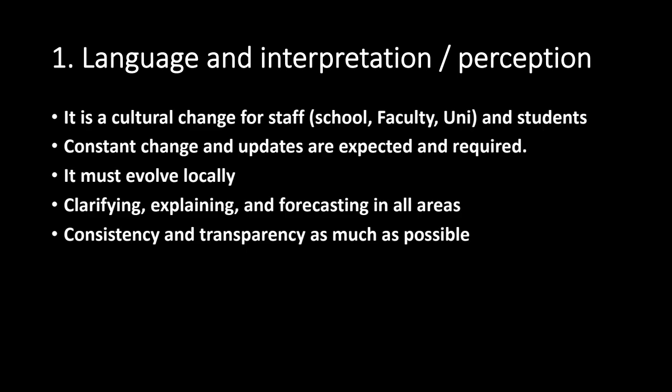semesters in advance. And it has to evolve locally to your student cohorts and to your assessment design and your programs, which requires a lot of clarifying, explaining, and actually thinking ahead, forecasting in all areas. We are consistent, we think we're transparent, but as much as possible, some things have to evolve and be allowed to evolve and to be actually incorporated. It's impossible to be completely transparent about everything because things arrive that you weren't expecting.